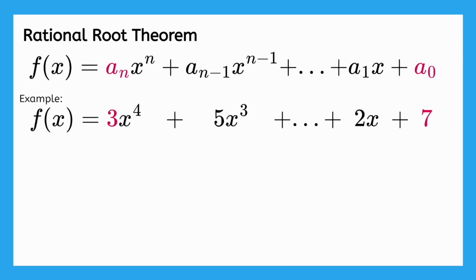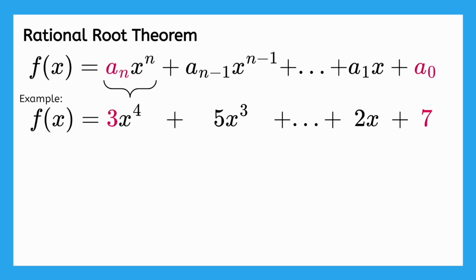What do all of these letters mean? Let's take it term by term. The first term is a sub n times x to the n power. A sub n is a general way of labeling our leading coefficient. In our example, a sub n is 3. X to the n is the label for the variable of the highest degree in the function. In our example, n is 4, and our leading term contains x to the 4th.